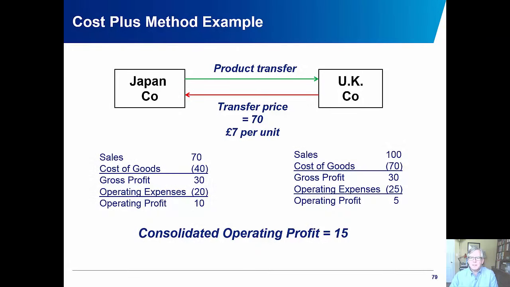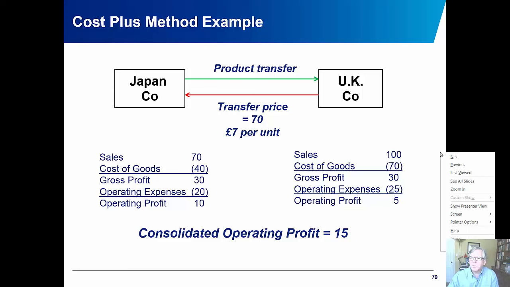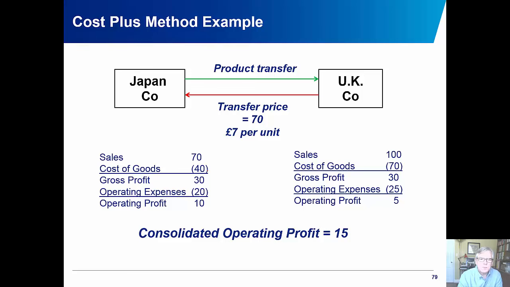So, you may remember this example where Japan Co. is manufacturing a good and selling it on to UK Co. The transfer price is £7 per unit. They're selling 10 units, so they're going to transfer the 10 units over and receive £70 in payment. So for the Japanese producer, it's showing up in their sales. They're selling on the product.